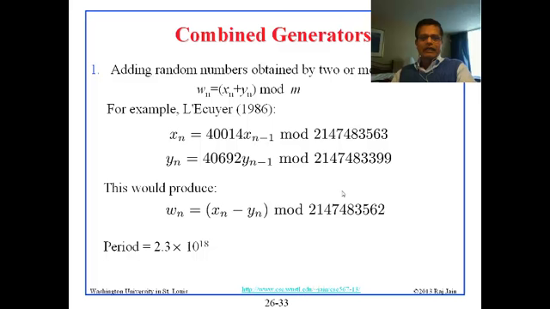An example is this one. In this case, instead of adding, we are subtracting. The example shown is basically you take xn, that particular one, and yn, that particular one, and then you subtract. The person who proposed this combined generator, the French guy Lacroix, showed that the period is 2 raised to 3 times 10 raised to 18. And so that is better than either of the two generators that were used.